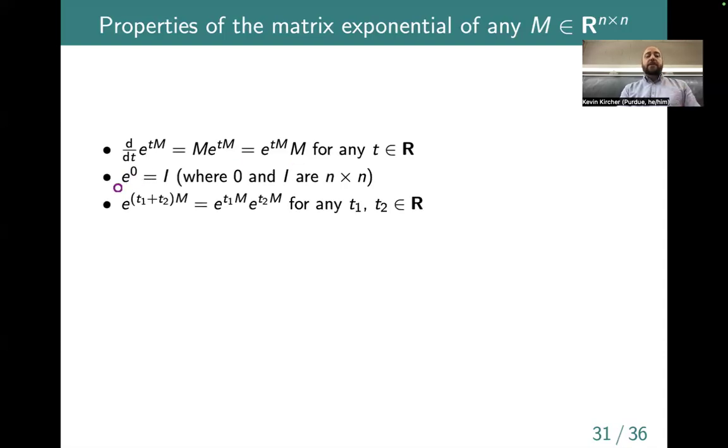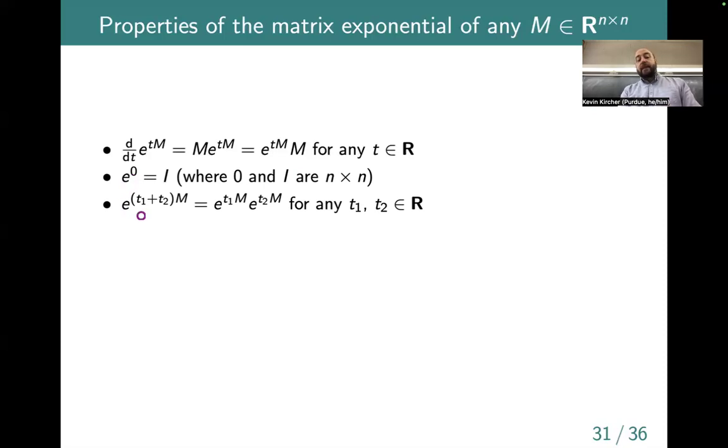Another property of the matrix exponential looks just like what we have with a scalar exponential. If you take e to the 0 with a scalar 0, you get 1. And here, if we take e to a matrix full of zeros, an n by n matrix of zeros, we get the identity matrix. So that straightforwardly generalizes.